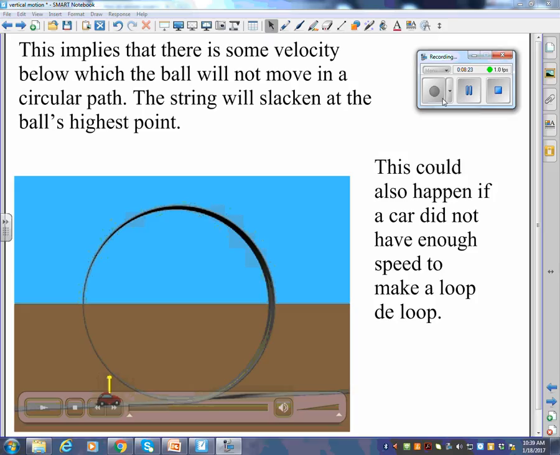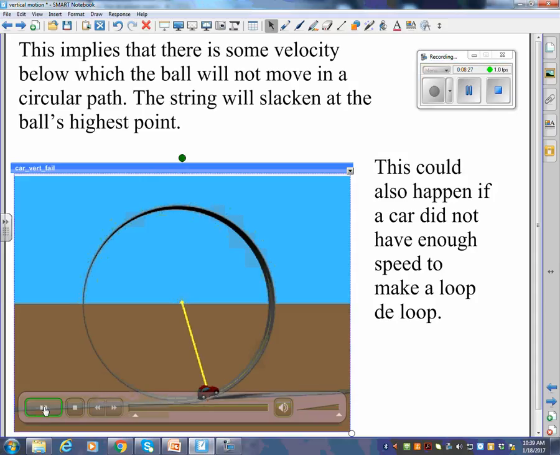Same idea, right? This could also happen if the car did not have enough speed to make the loop-de-loop, and here it is. This is not actually what happened. Don't worry. But that's what could have happened, right?